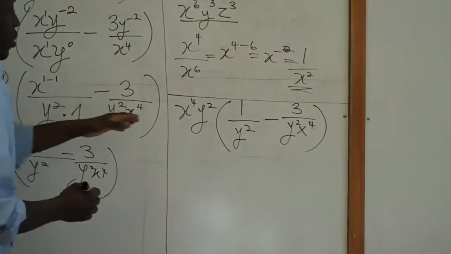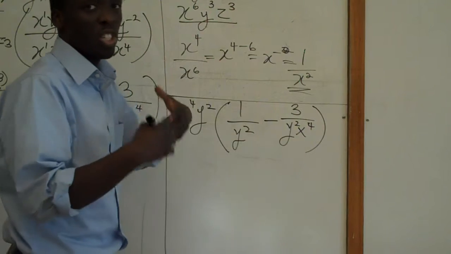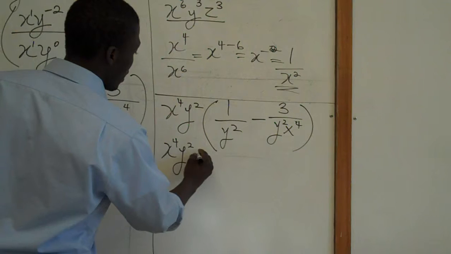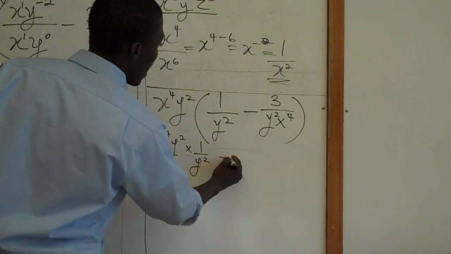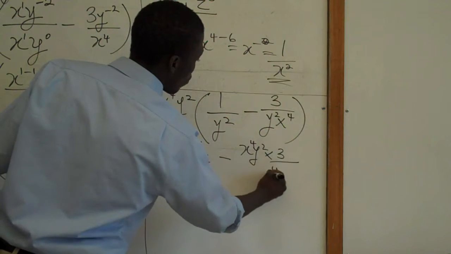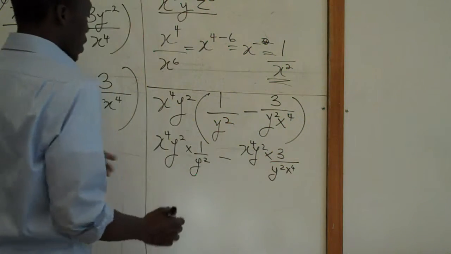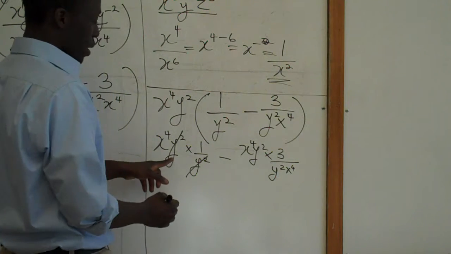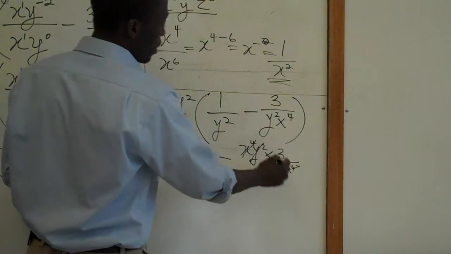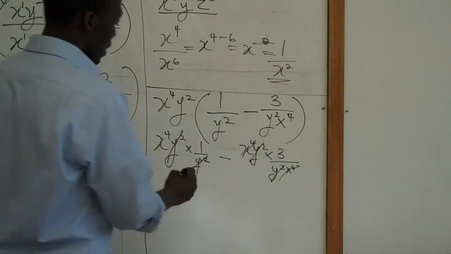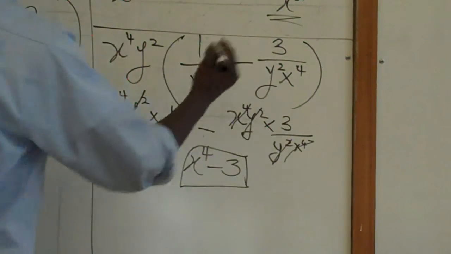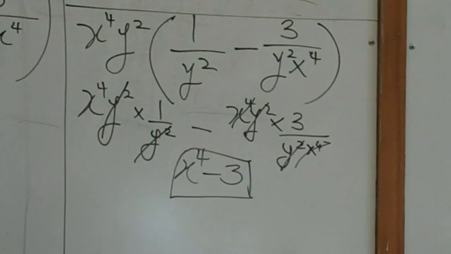Now we can distribute this into both. Using the distributive property, it becomes x to the 4th y squared times 1 over y squared minus x to the fourth y squared times 3 over y squared x to the fourth. The y squared can cancel the y squared, and the y squared here can cancel the y squared. But the x to the fourth can also cancel the x to the fourth. The only thing left is x to the fourth minus 3. That's all that is left. And that's the answer to the problem that we're just trying to handle.